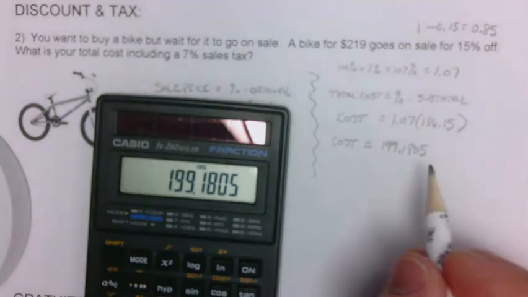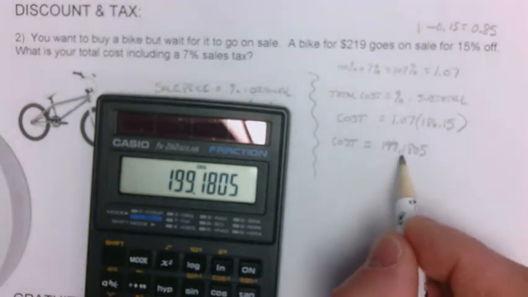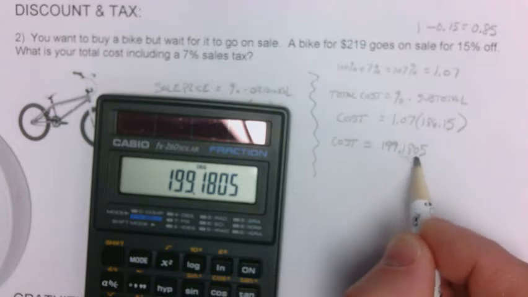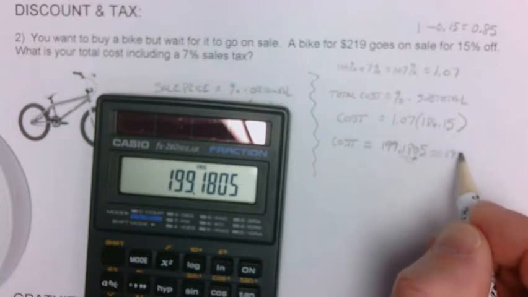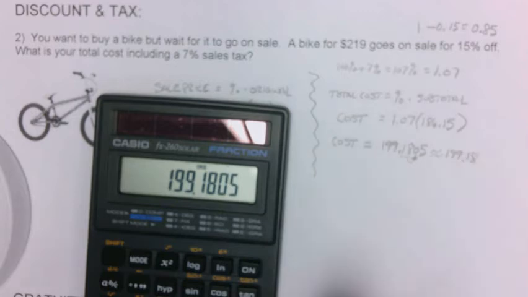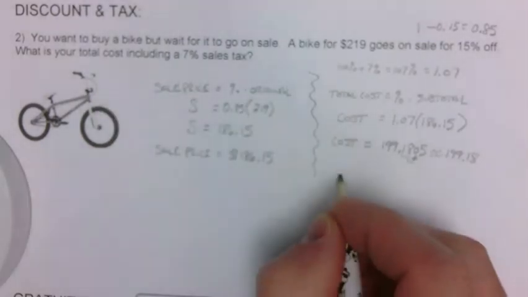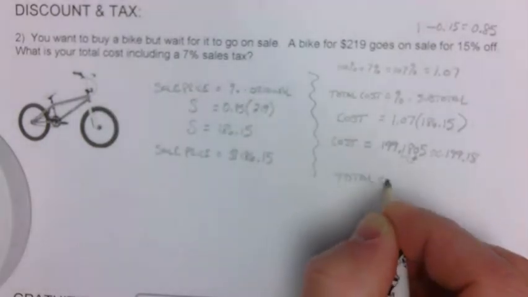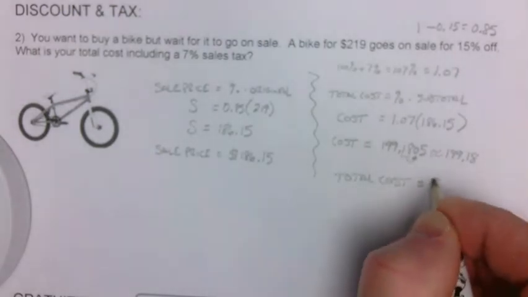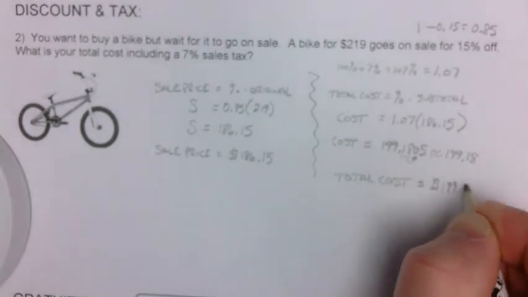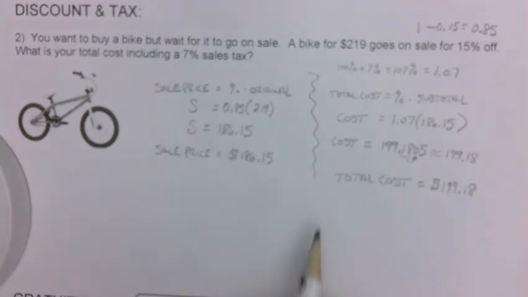But remember, our money can't have 4 decimal places, it can only have 2. 18 hundredths, that 0 can't round us up. This is approximately 199 and 18 hundredths. And so we can say now that the total cost after the discount and including tax is going to equal $199.18. Notice that I did this in 2 calculations.